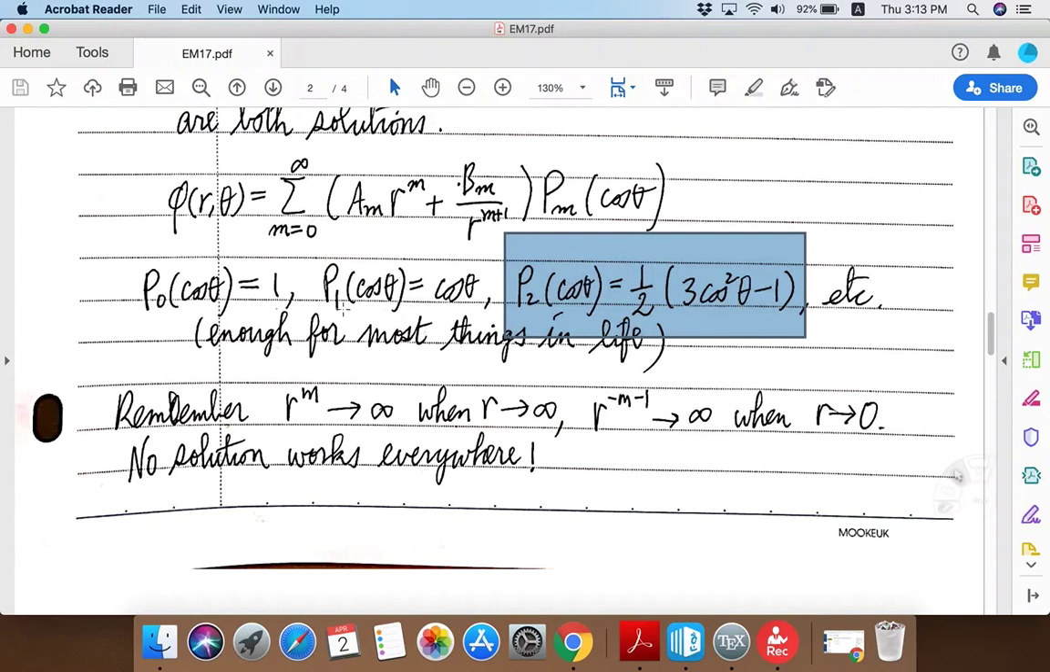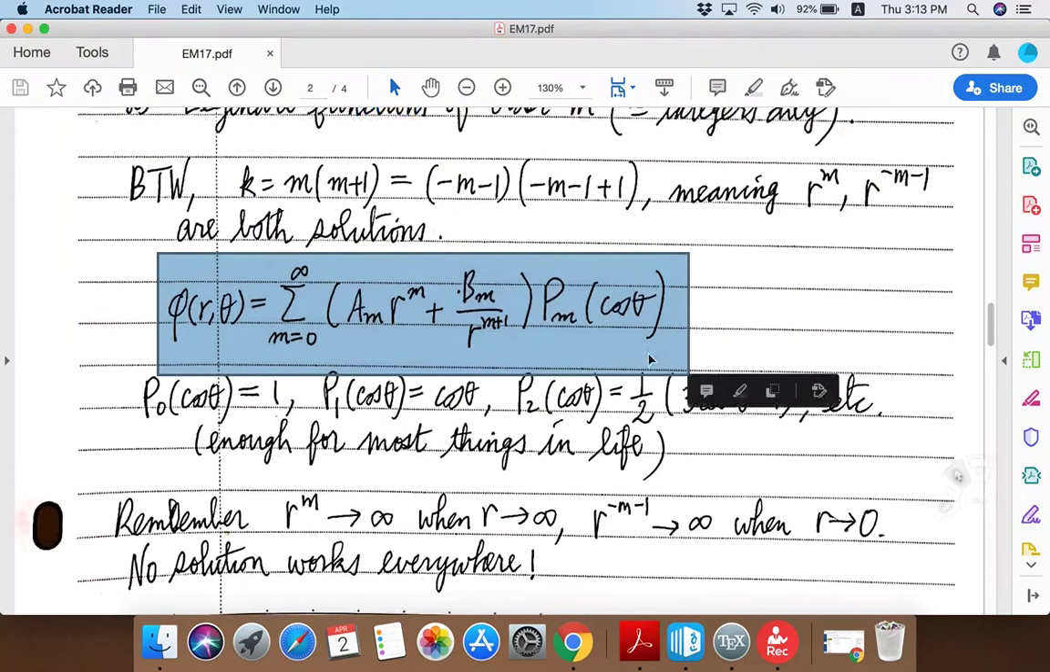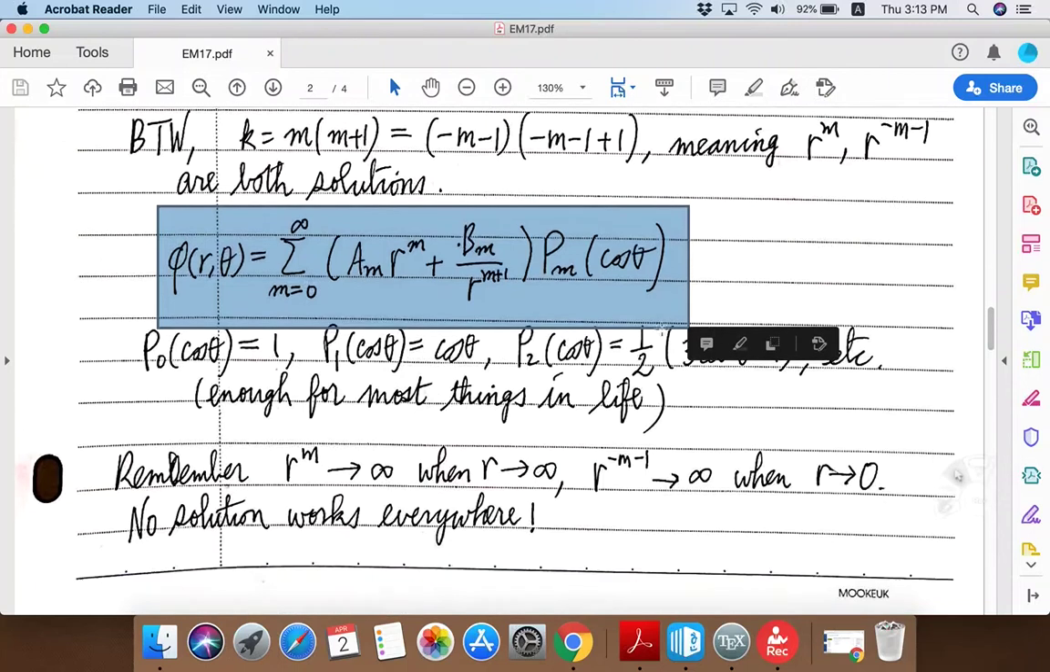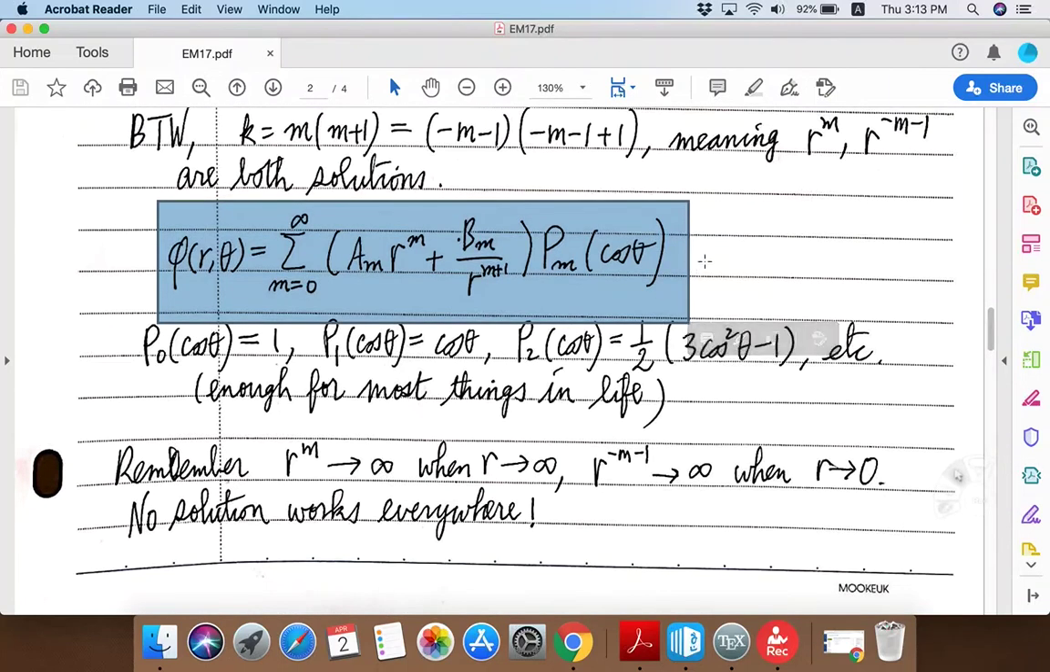Okay, so we have found a pretty general form of the solution to the Laplace equation in the spherical coordinates when there is a rotational symmetry such that the azimuthal angle phi does not appear in the solution. And under those assumptions, this is the most general form of the solution.